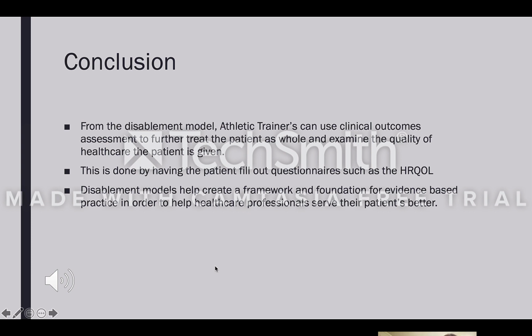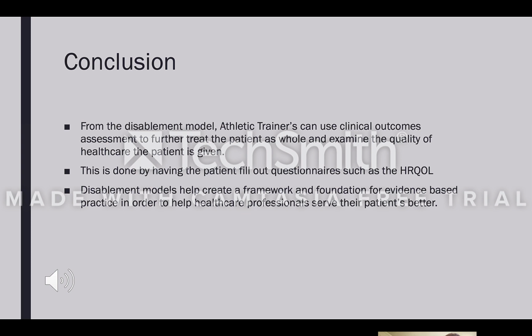In conclusion, we can learn that athletic trainers can use the disablement model for clinical outcomes assessment to further treat the patient as a whole and examine the quality of healthcare the patient is given. This is done by having the patient fill out questionnaires and answering our questions. This can include an HRQOL.